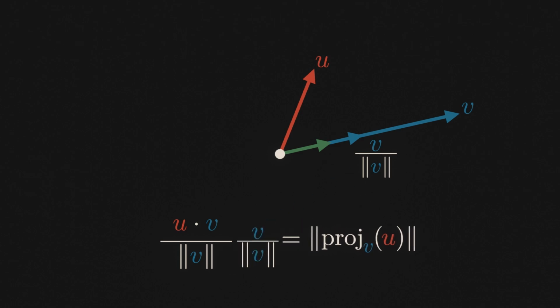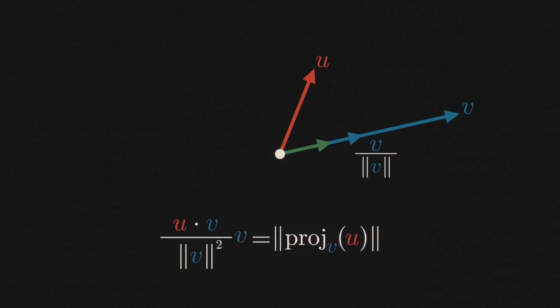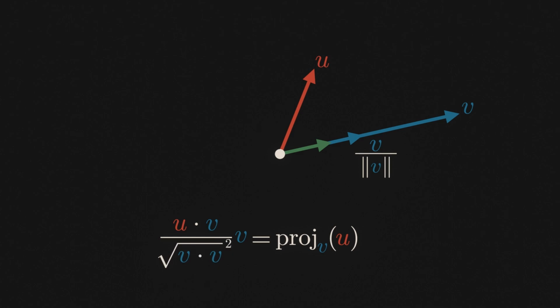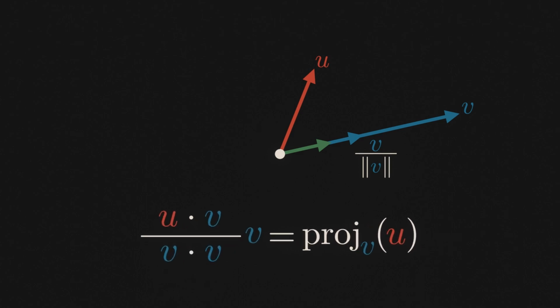Overall, we dotted u and v, divided by the length of v squared. The length of v is just the square root of v dotted with itself, and it is being squared, so it will just be v dotted with v. So, this will be our formula for a vector being projected onto another.